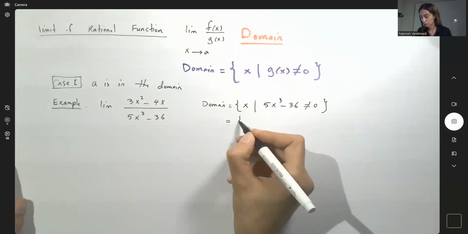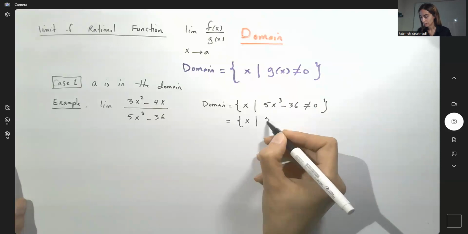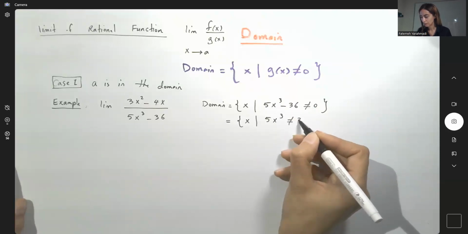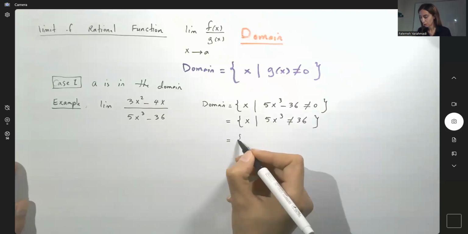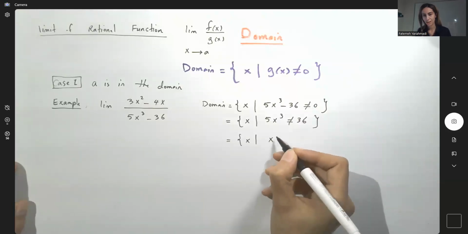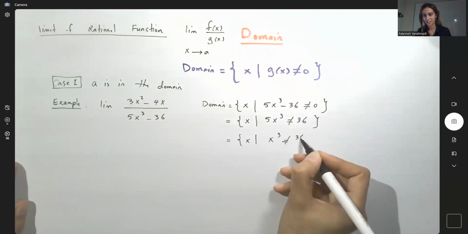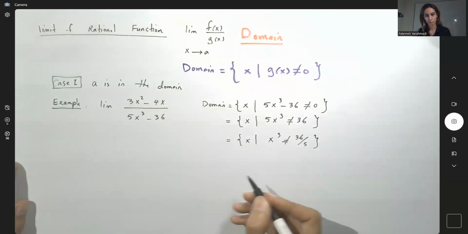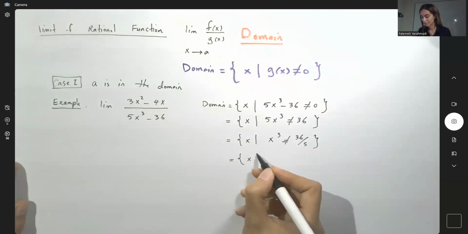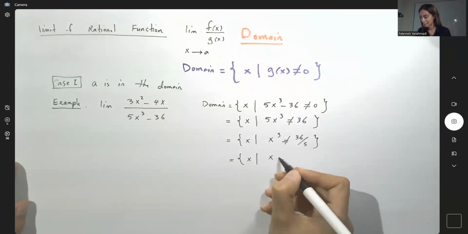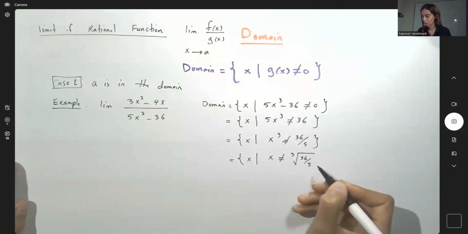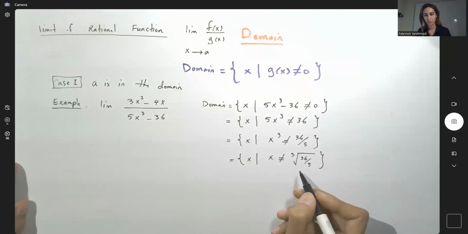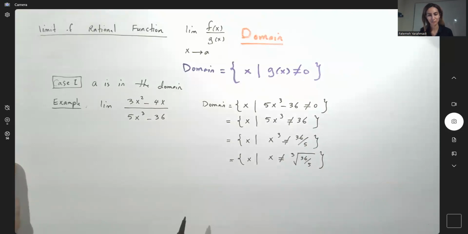Or the domain of the function is all values of x such that 5x cubed cannot be 36. You can simplify this. All x values such that x cubed is not 36 over 5, or finally, we can write it as all real values such that x is not the third root of 36 over 5. We can use a calculator to find this number. For now, leave it as it is.